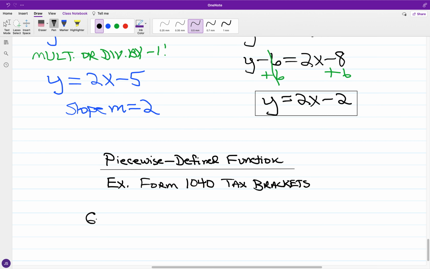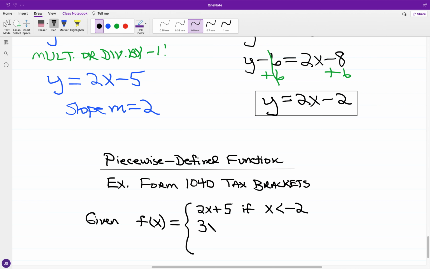And I'll give you just kind of a bird's eye view. Let's say given f of x is equal to, okay, you have various possibilities here. You might have that y is equal to f of x is equal to 2x plus 5 if x is a value that is less than -2, right? Well, if x is not less than -2, it could be that f of x is equal to, let's say, 3x squared.